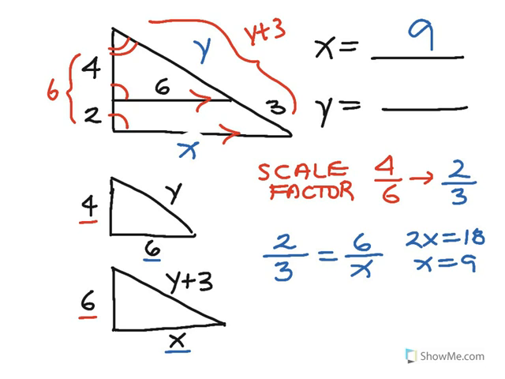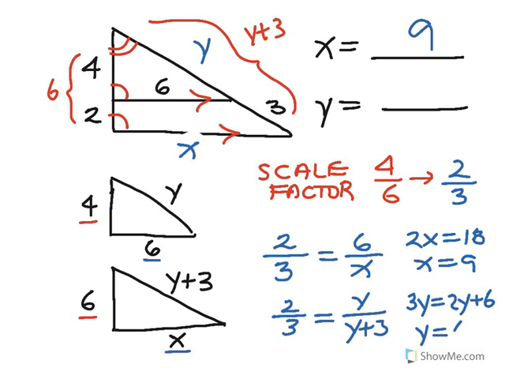Okay, and then again, using my scale factor to find y. 2 is to 3, small triangle is to big triangle, as y is to y plus 3. Okay, so cross multiplying, 3 times y is equal to 2 times the quantity y plus 3. So if I distribute here, 2 times the quantity y plus 3 is 2y plus 6. Subtracting 2y from both sides, y is equal to 6.